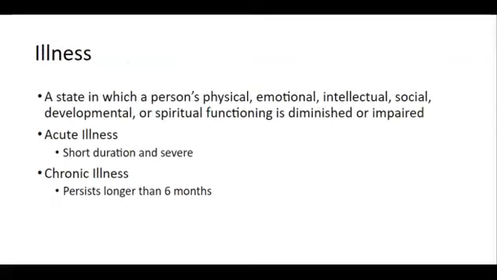Now we're going to talk about illness and how we define illness. So illness is a state in which a person's physical, emotional, intellectual, social, developmental, or spiritual functioning is diminished or impaired. Illness does not necessarily mean presence of a disease. It's if there's any diminishing in function or impairment to any of those things that we just stated. So of course we have acute illness, which is short, and then we have chronic illness, which is anything that lasts longer than 6 months.